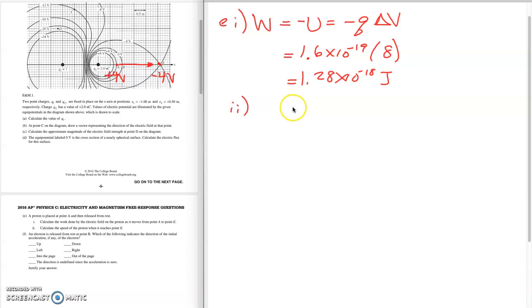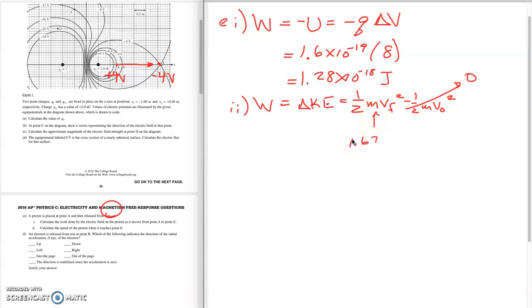A natural follow-up to that is, well, how fast is it going? Which is part 2. How fast is it going when it gets to point E? Well, work is also change in kinetic energy. Well, we just found out what the work is. That's our answer to part 1. And change in kinetic energy is going to be 1/2 m v_f squared minus 1/2 m v naught squared. And we look back here and we say, oh good, it was released from rest. So v naught squared is 0. All right, mass of a proton, that's another number that you can look up, or you might accidentally have it memorized. 1.67 times 10 to the minus 27th kilograms.